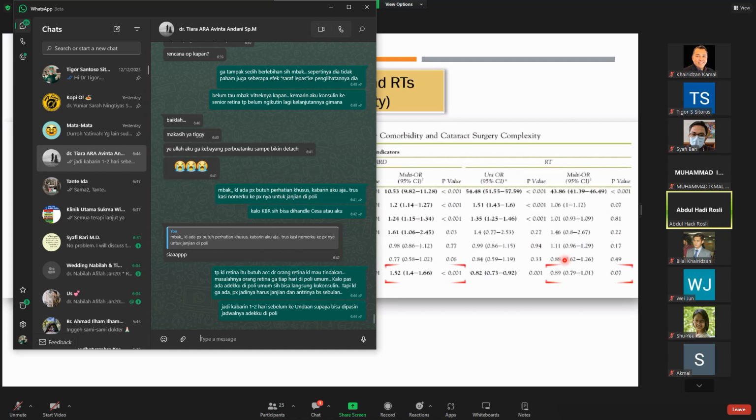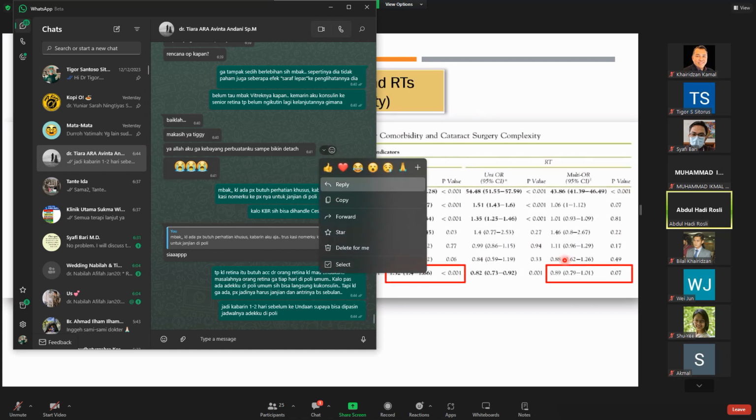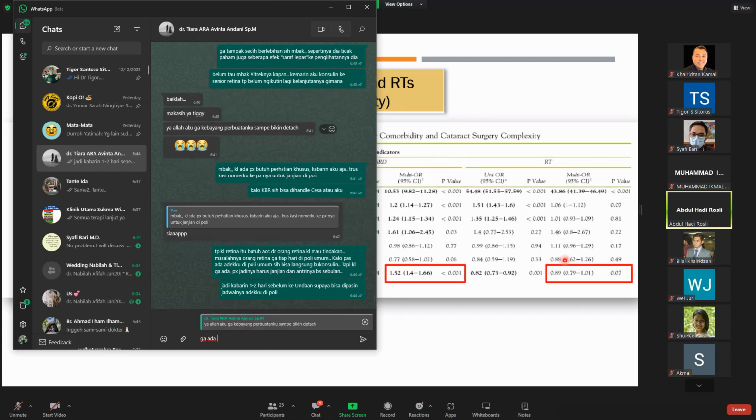Then for complex cataract surgery, meaning any complication occurring intraoperatively that required extra procedures, they also found a significant increased risk for RRD, but none for retinal tear.